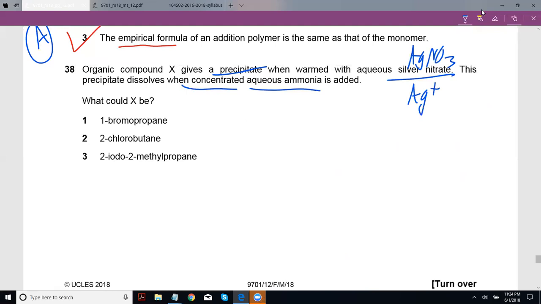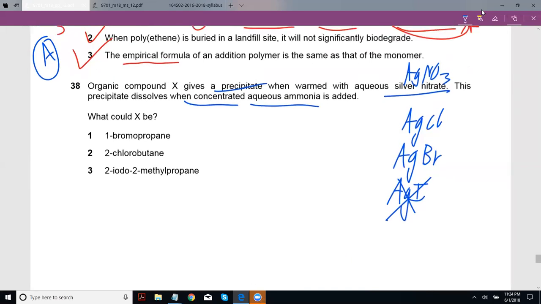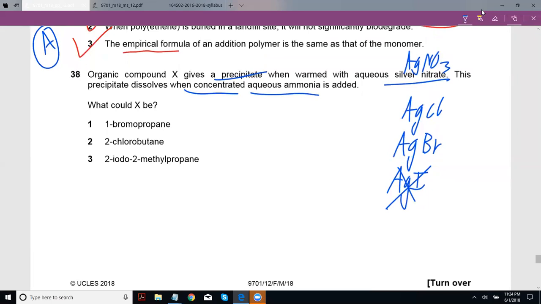That's the precipitate. And when you're adding aqueous ammonia in concentrated form, the idea is chloride will dissolve, obviously. The bromide will dissolve if it's concentrated. In dilute, it will dissolve partially, and iodide won't dissolve at all. Okay, so basically this can either be AgCl or AgBr, but it cannot be AgI, because AgI won't dissolve. Anyhow, what could X be? 1-bromopropane. Well, I believe that's fine, because the Br from here can attach with the Ag, form a precipitate and dissolve. Chloro should also be fine. However, iodo should not be fine. That gives you B.